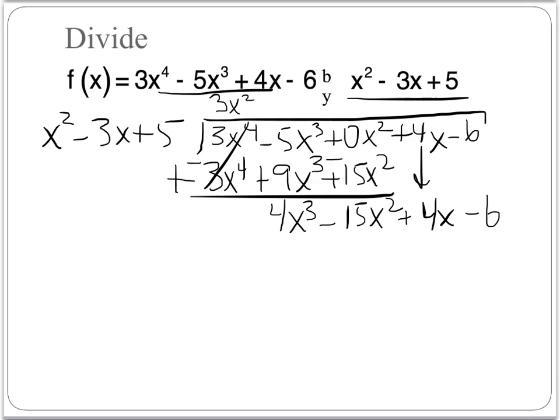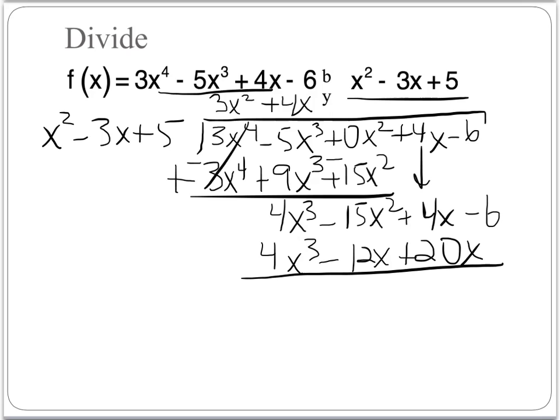And then do it again. So I have to multiply x squared times positive 4x in order to get 4x cubed. So I multiply it out. I get 4x cubed minus 12x squared plus 20x. And then I change it to addition and change all the signs. So our 4x cubeds will cancel. Negative 15x squared and positive 12x squared will give me negative 3x squared. Positive 4x and negative 20x gives us negative 16x, and then we bring down the 6.